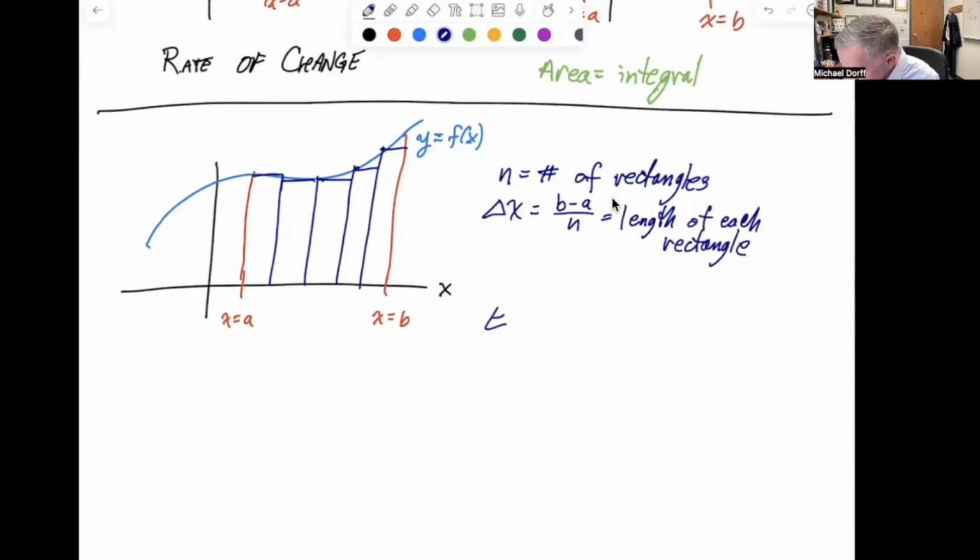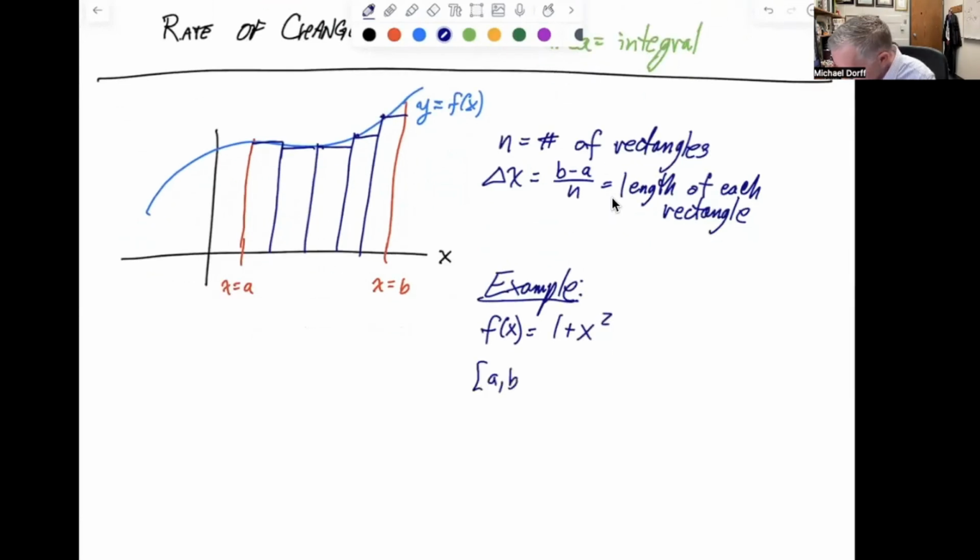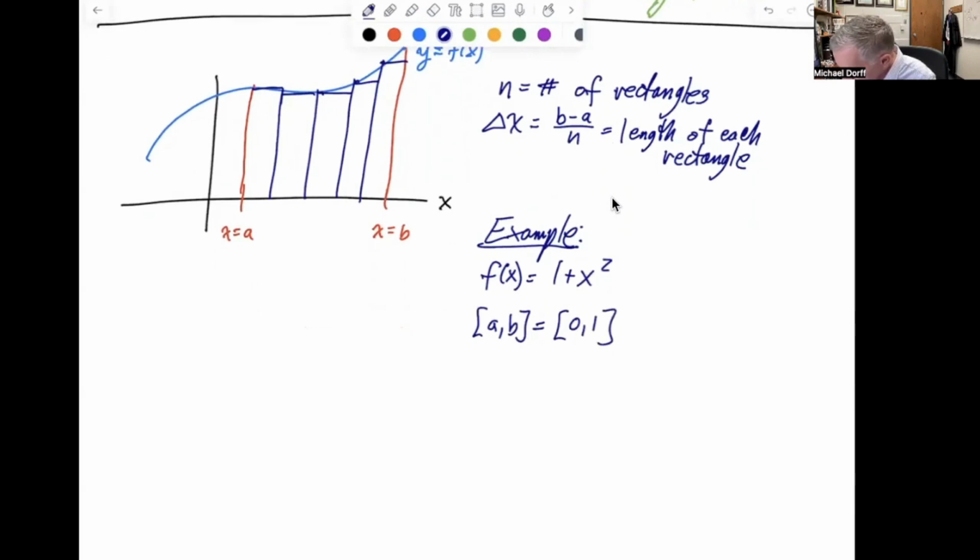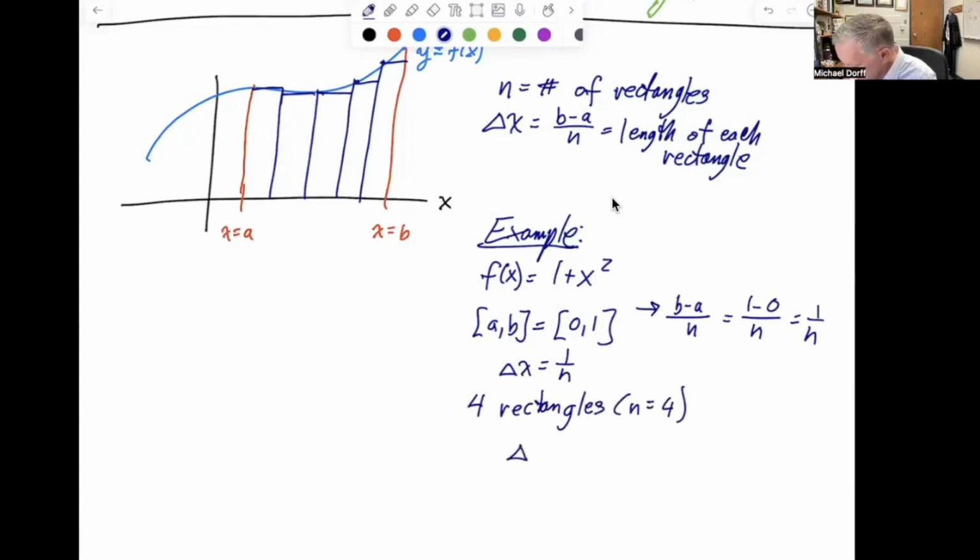All right, so for example, like we had before, if my function is 1 plus x squared, and I have a to b going from 0 to 1, then this is going to give me that b minus a over n is 1 minus 0 over n, which is 1 over n. So delta x is going to equal 1 over n. And in the case I had, let's say I had 4 rectangles, that means n equals 4. Then the length of each rectangle was 1/4.